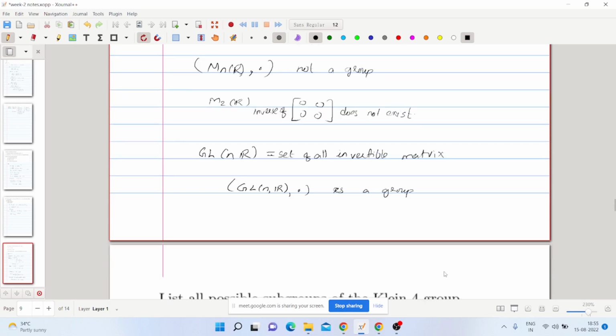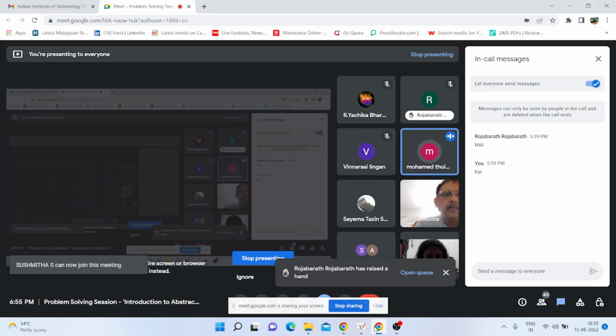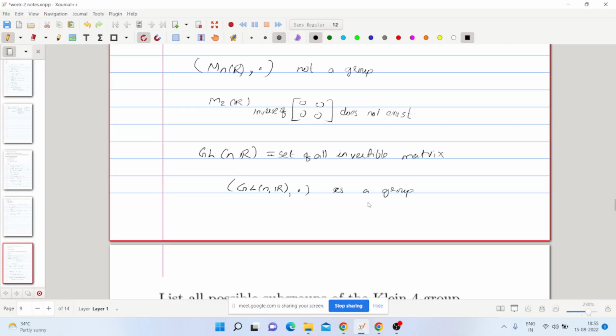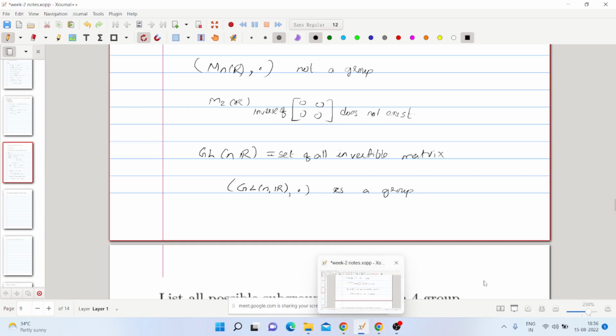Any doubt? Ma'am, GL of N comma R, is there any special name for that? Is GL an abbreviation of something? GLNR, I think generalized linear group. I am not sure about that. General linear group, yes. Is this clear? Any doubt?